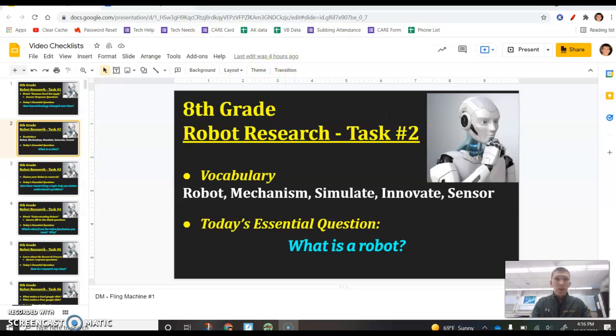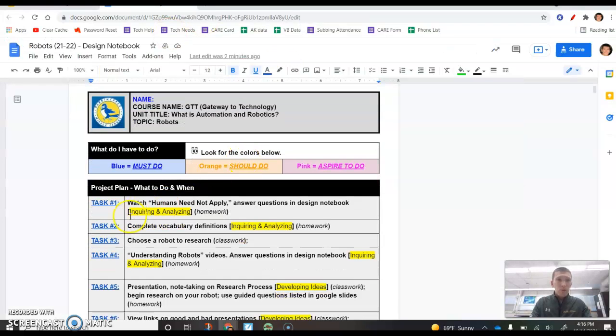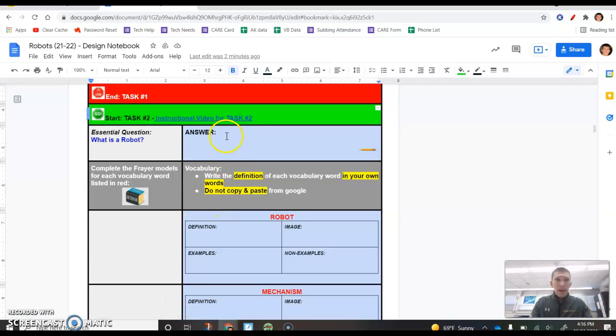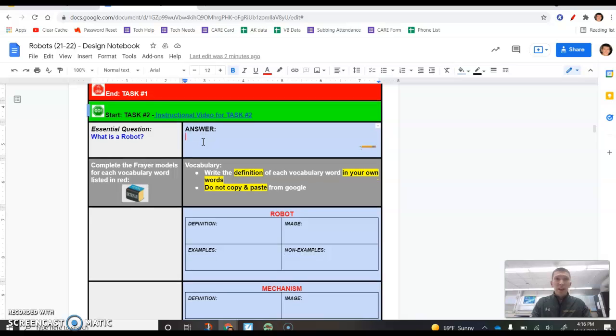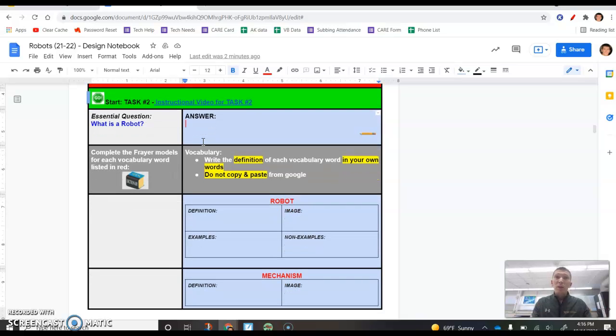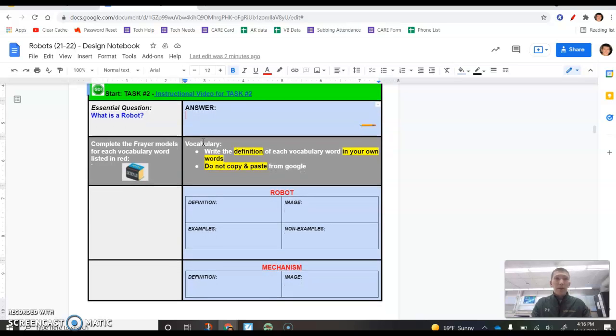So looking at your design notebook, you can scroll down to task number 2. Remember the shortcut here. And at the end of this task, remember to come back and answer this question. And there's a lot of so-called experts that disagree on what is a robot. And so this ties into your first vocabulary word of the definition, and then examples and non-examples.